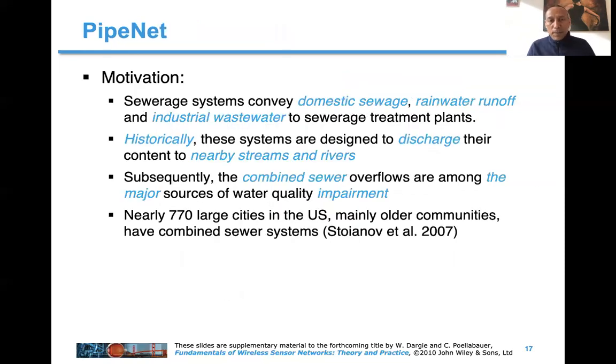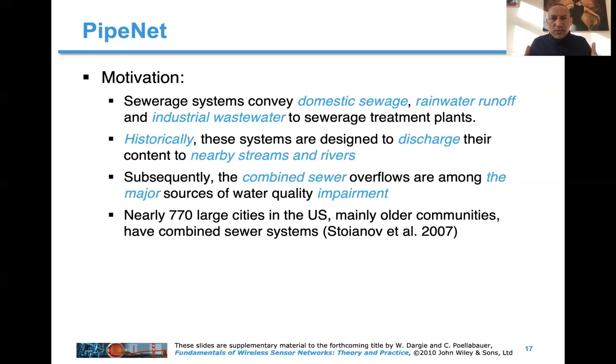One example of pipeline monitoring is the PipeNet project in the US, where researchers deploy a wireless sensor network to monitor waste products, domestic sewerage. The problem with domestic sewerage is that traditionally the pipelines are installed in such a way that the sewerage leaves the home or the town or the city, and the final destination is a nearby river where the sewerage will be released.